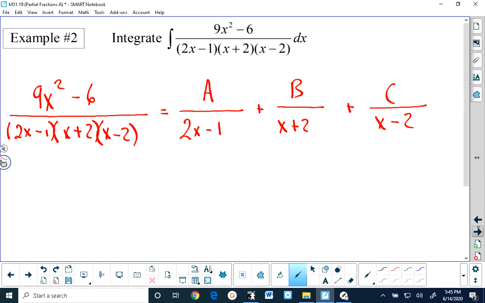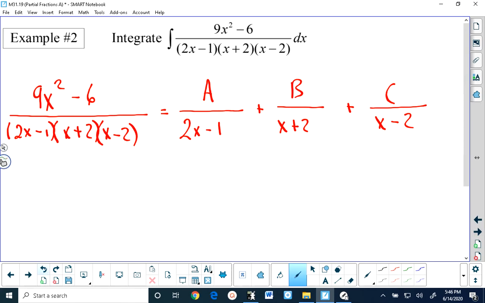Notice that the degree on the top of this integrand is 2. The degree on the bottom would be the product of three linear factors, which would give us a degree of 3, which means this integral falls into the category of what we're learning today. First criteria is the degree on the top is smaller than the degree on the bottom. Second criteria is the bottom is factorable into all linear factors. Again, if either of those is not true, then that is something you would learn on Wednesday or Friday.